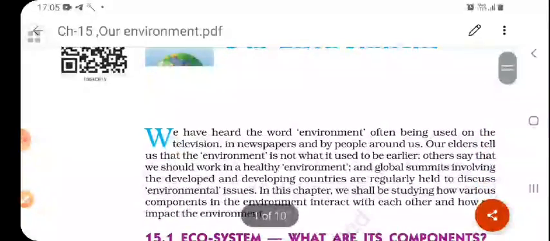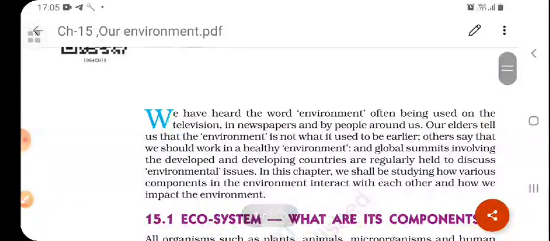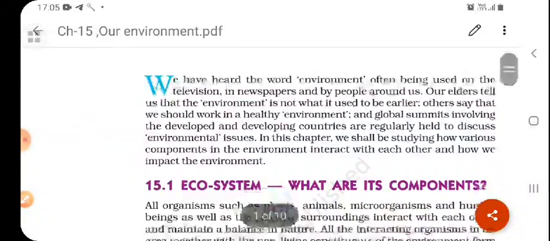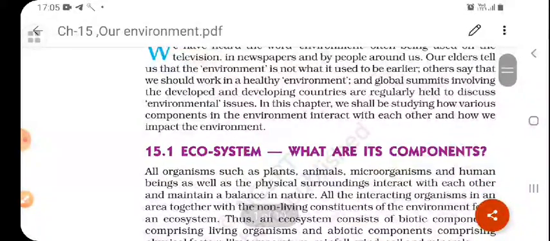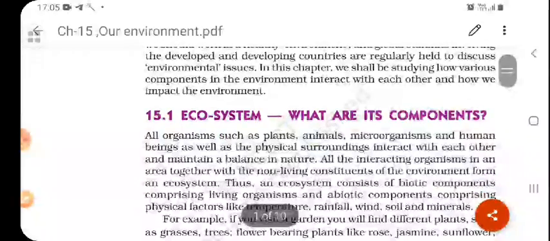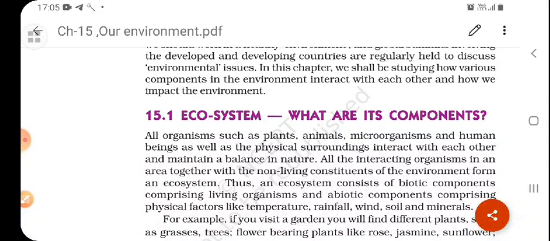Okay, what is environment? Environment consists of all the living and non-living things which interact with each other. Plants, animals, and microorganisms are the living components, and for the sustenance of their life they depend on the non-living components like air, water, and soil. The physical surroundings in which they interact with each other is known as the ecosystem. It consists of both abiotic and biotic components.